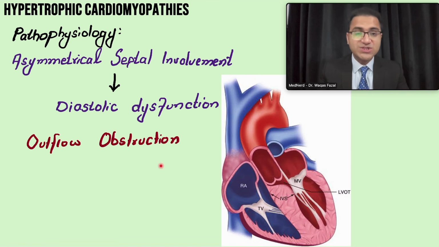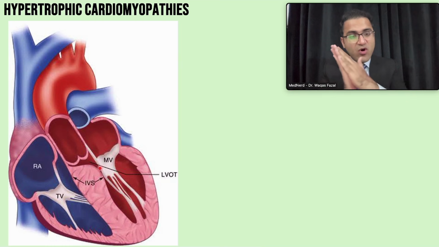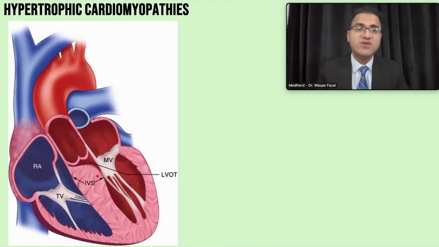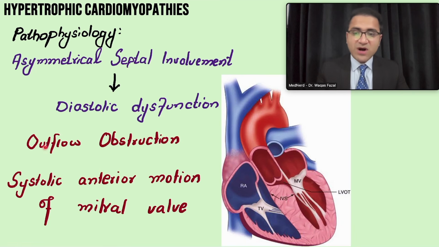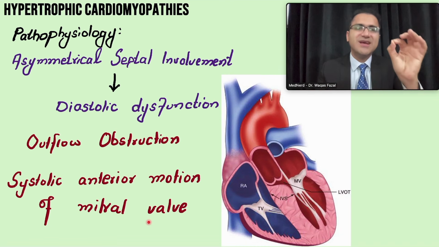And outflow obstruction also takes place. As I said, the septal thickening is taking place, and that septum during the systole collapses with the mitral valve. When it collapses with the mitral valve, it blocks the passage of blood from the left ventricle into the aorta. That is called left ventricular outflow obstruction, resulting in hypertrophic obstructive cardiomyopathy. Outflow obstruction takes place due to systolic anterior motion of the mitral valve during the systole. This is a very high yield point, very commonly tested in exams.